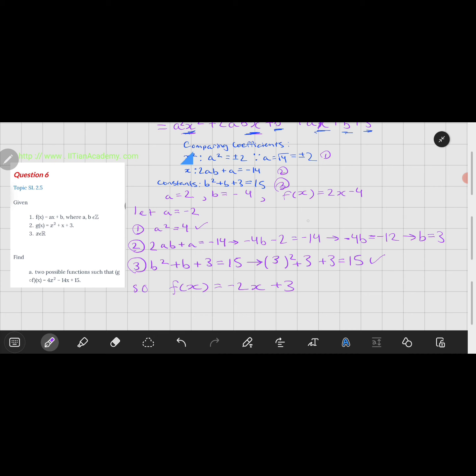This is also a possible equation. So we have our two functions, and we could substitute them into the composite g(f(x)) to find that our given equation, 4x squared minus 14x plus 15, would be satisfied. And that's our answer to this question.